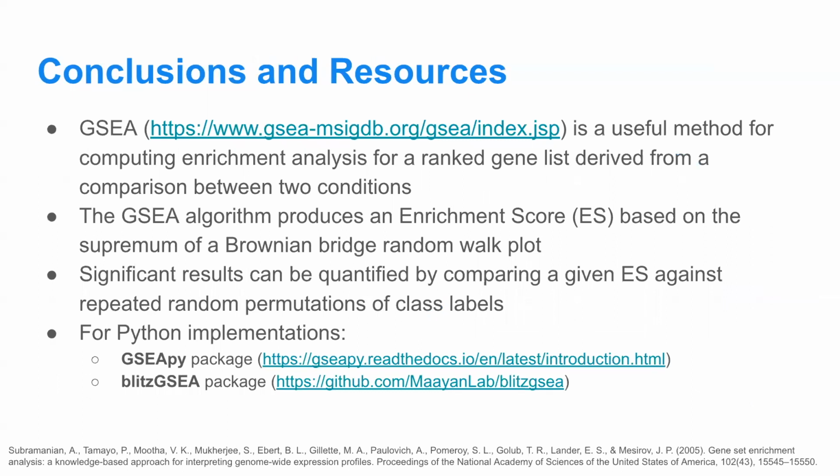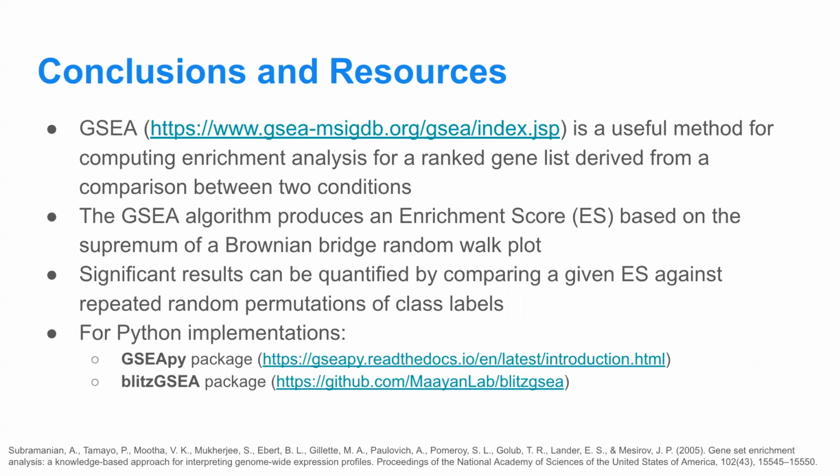So in general, the GSEA algorithm is a very well-known and useful method for computing enrichment analysis for a ranked gene list derived from some comparison between two conditions. The algorithm produces this enrichment score based on the supremum of a Brownian Bridge random walk plot. The significance of the results can then be quantified by just comparing your observed enrichment score against repeated random permutations of class labels and the scores that are produced from those permutations.